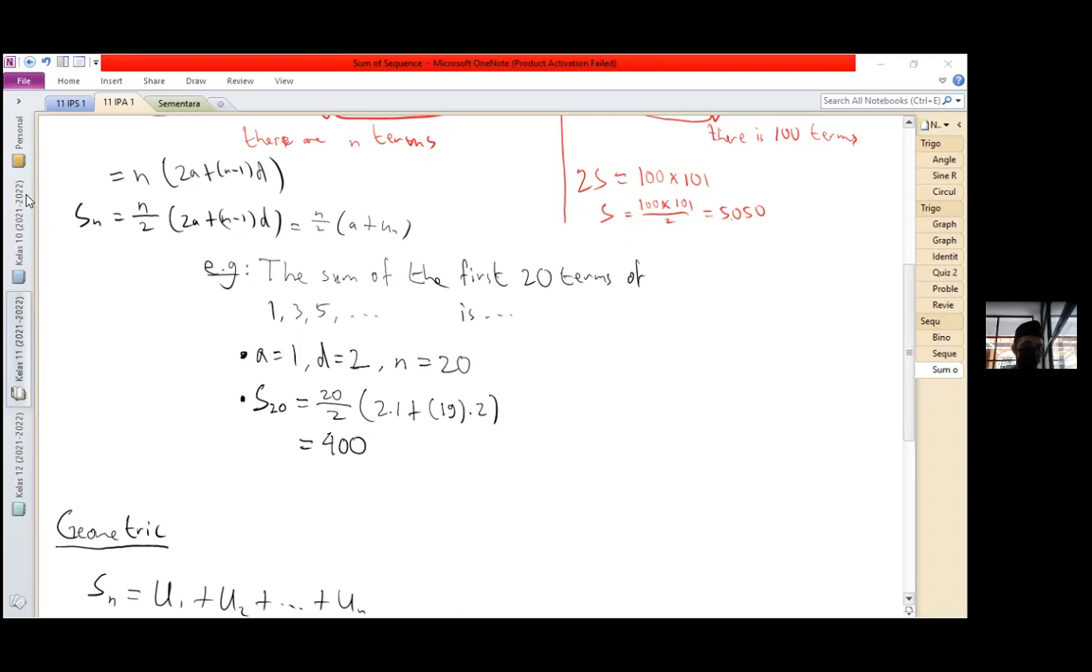Okay, next example. In the last meeting, if you remember, I wanted to give you an example from past papers, but I cancelled it because we haven't discussed the sum of arithmetic and geometric sequences.